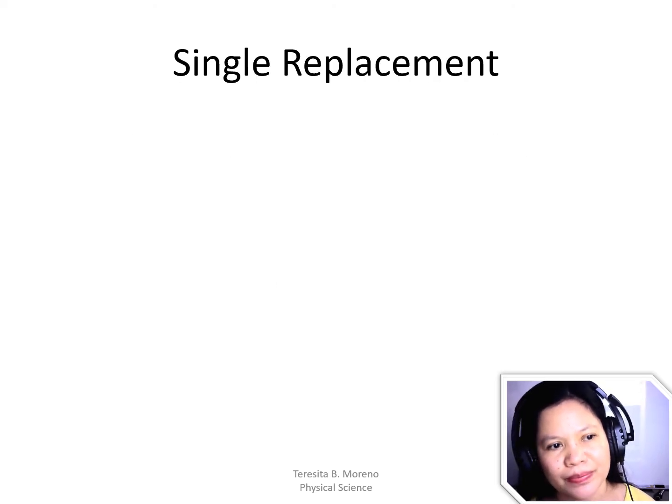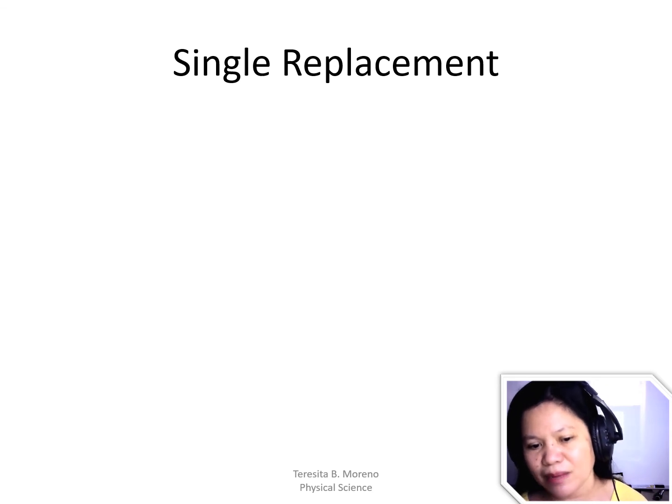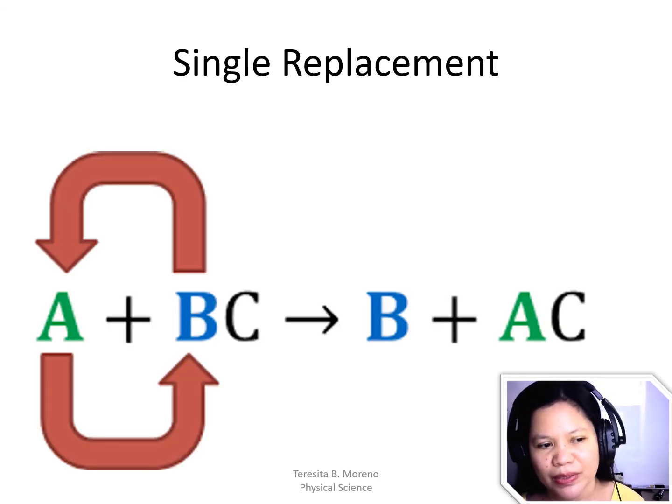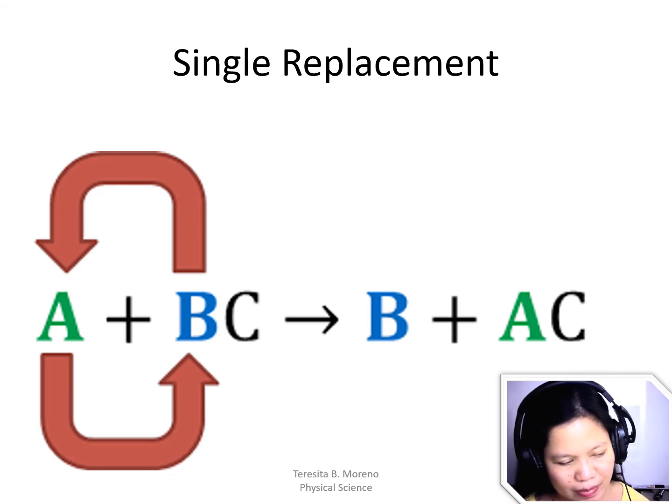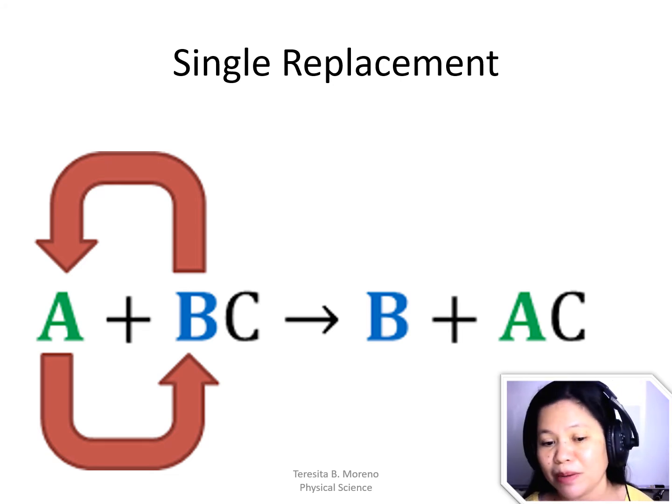Okay, next example, or the third type of chemical reaction, is a single replacement. So single replacement. Isa lang ang papalitan. Okay, example, you have A plus BC, it will yield into B plus AC. So, ibig sabihin, yung B matatransfer sa posisyon ni A at si A mapapalit doon sa posisyon ni B. That is single replacement. Kaya hindi pwedeng magpalit ng sabay-sabay. Isa-isa lang. Okay.